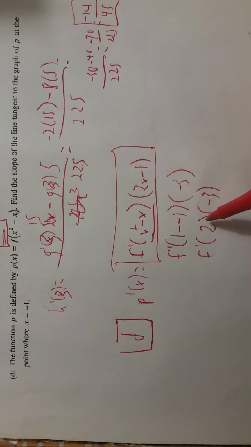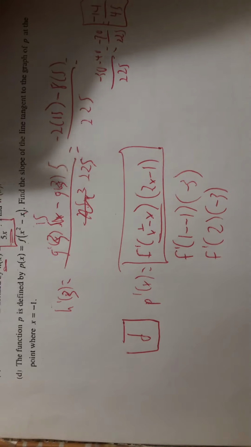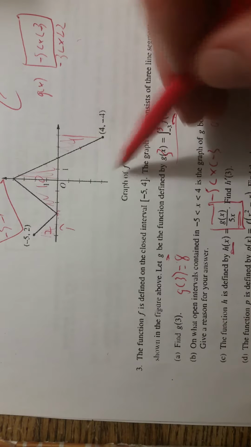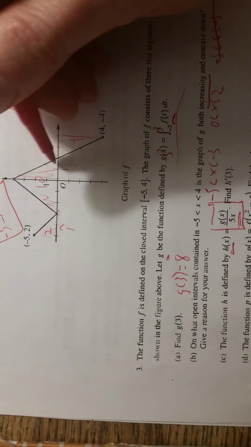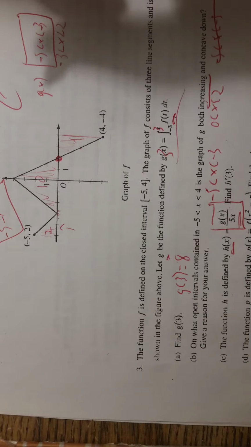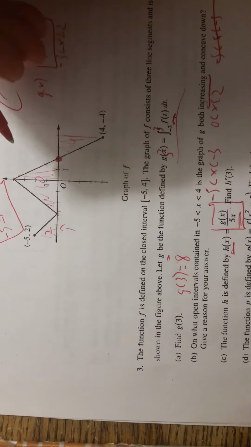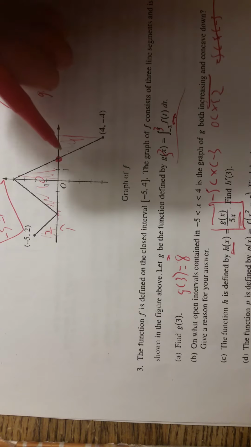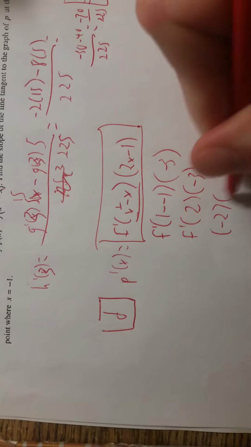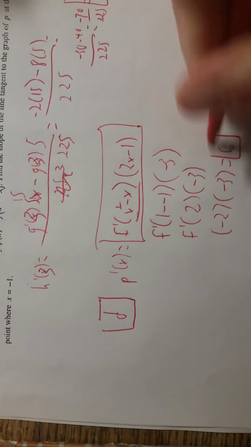Now f prime of 2, well, this is a good question. Here's f. So f prime is the derivative of this. So f prime of 2 is what's the derivative right here? That's the slope of the tangent line, which is just the slope of this line here. And it looks as if the slope here is -2. I hope it is, that's just a quick look at it. So f prime of 2 is worth -2. -2 times -3 is 6. Boom, done. That's it.